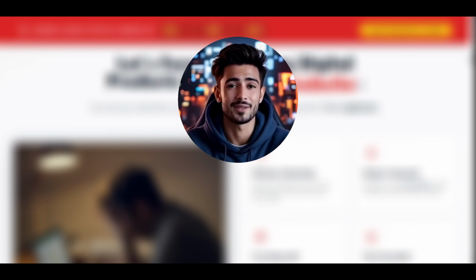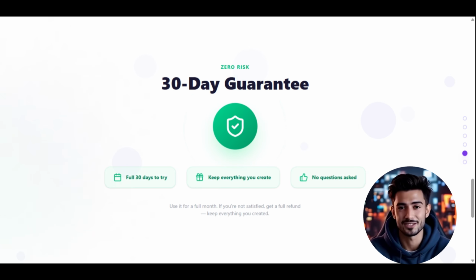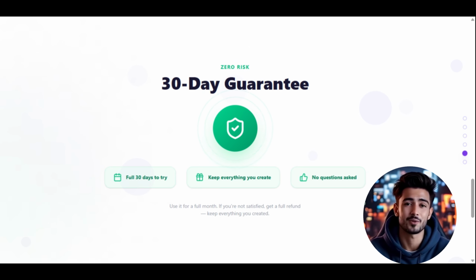And there is absolutely zero risk involved because your purchase is protected by a full 30-day money-back guarantee. You can use PromoPDF AI for an entire month, create as many lead magnets as you want, and if for any reason you are not completely satisfied, you simply request a refund and you get your money back with no questions asked. You even get to keep everything you created during that period. It truly does not get more fair than that.